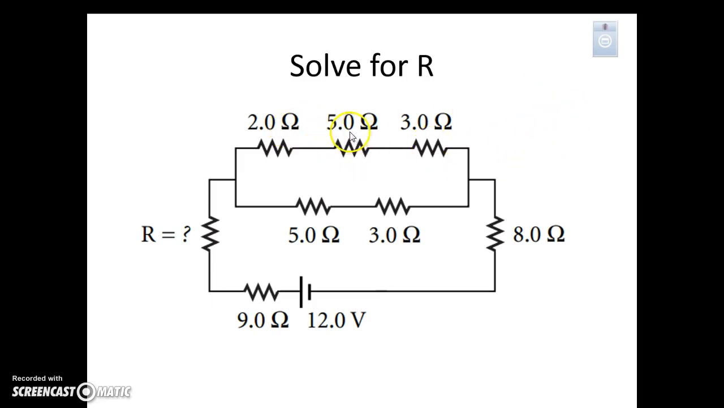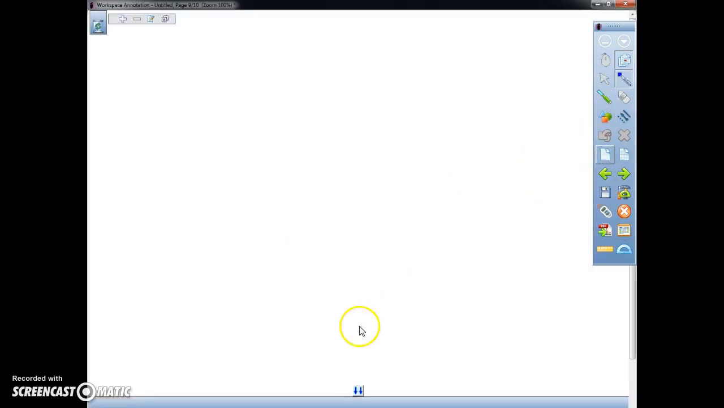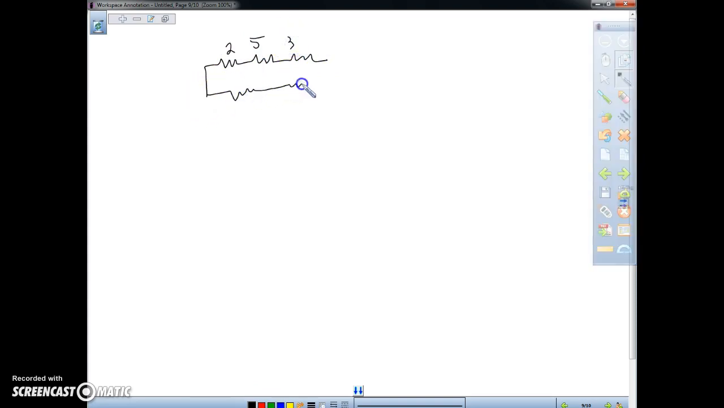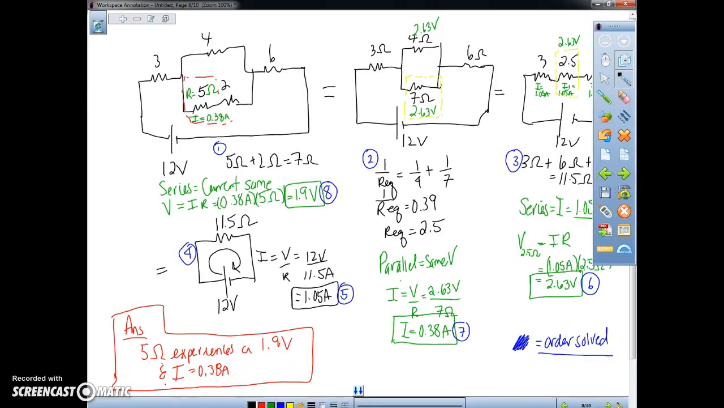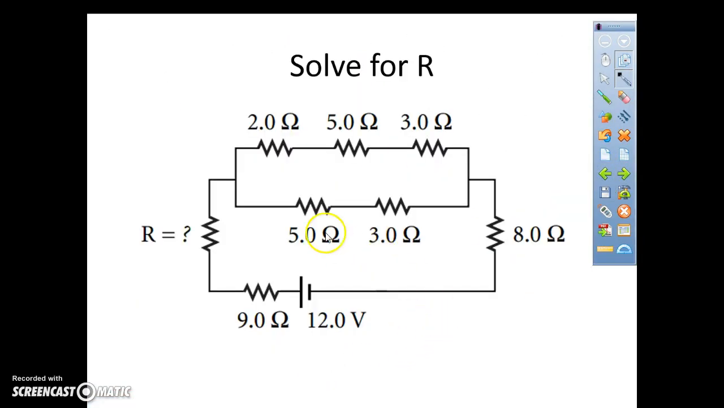So we have a 2, 5, 3, and a 5 and a 3. I'm going to draw this out. At the top I have a 2, 5, 3. And then I have a 3 and a 5. Is that correct? Let's go back. Oops, I have to go back here. 5 and a 3, right? And then I have an 8 and a 9. So 5, 3.